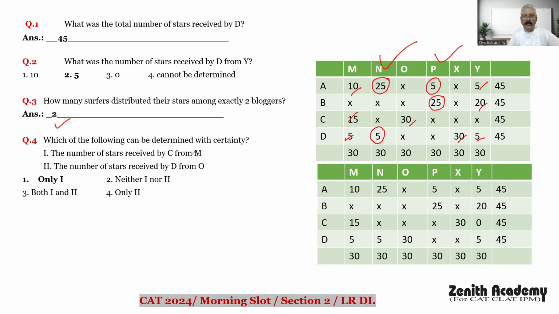Which of the following can be determined with certainty? The number of stars received by C from M. C from M is 15, and here also 15, so in both cases it is 15. So it is certain, 1 is right. Second, the number of stars received by D from O. In the first case it is 0, and in the second case it is 30. So this statement number 2 you cannot say with certainty. So the answer is only 1. So this is your final presentation. Thank you.